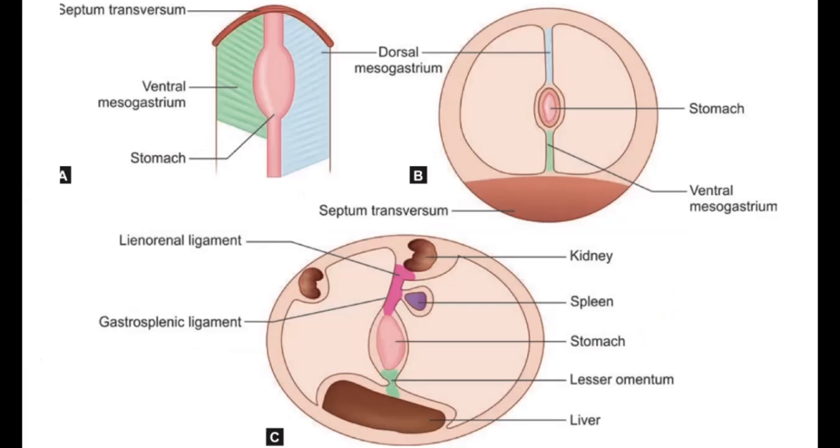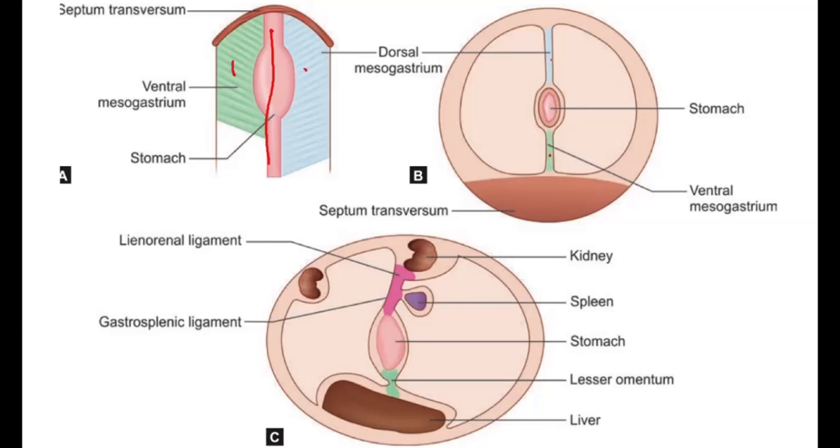So you see the stomach, this is the very primitive stomach. This stomach and especially all the GIT is attached to the abdominal cavity by the mesogastriums, ventral and dorsal. Foregut has two mesogastriums, ventral and dorsal, but midgut has only one mesogastrium, that is dorsal mesogastrium. So you see stomach is forming. When the stomach is forming, this is dorsal mesogastrium, this is ventral mesogastrium.